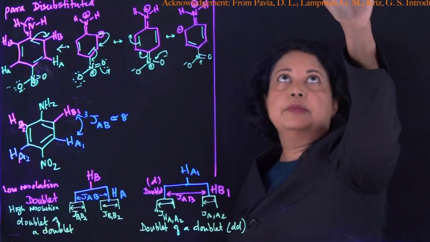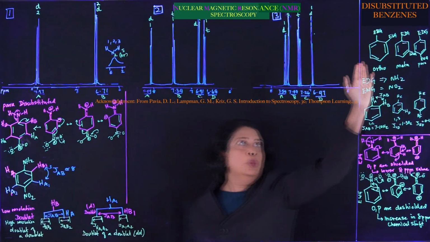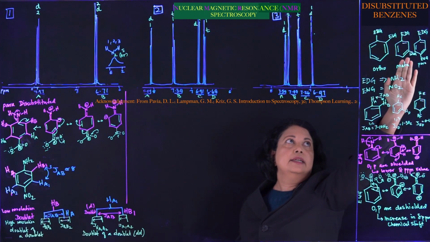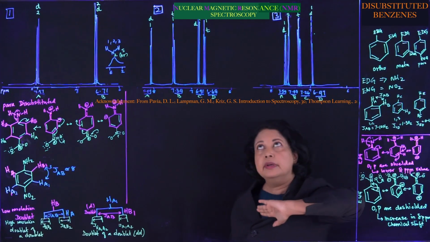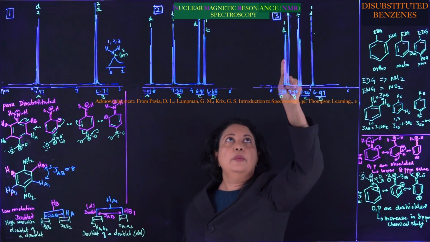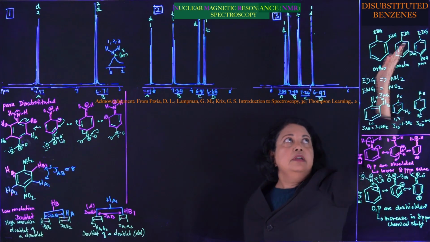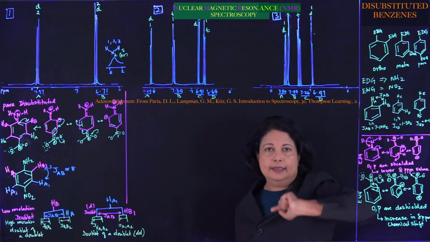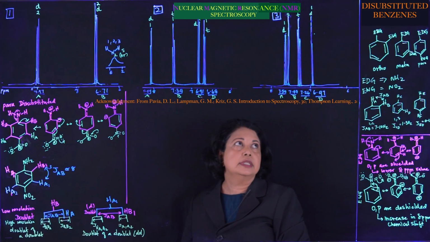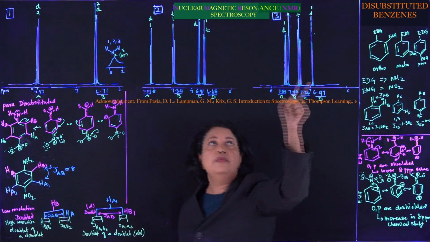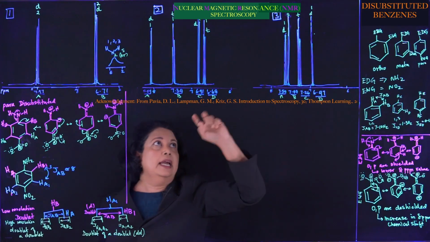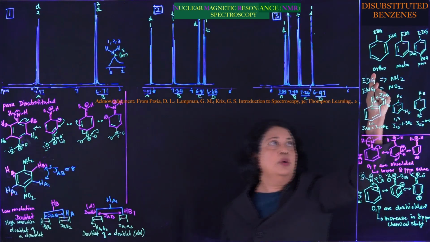So let's look at spectra number 2 and see which one of these it is going to be, meta or ortho. Both of them have 4 peaks. Since there is no symmetry here, each of these protons will have its own individual peak. Therefore, you would get 4 protons and 4 different peaks. And we have 4 different peaks here. So just counting the peaks, you cannot say whether it's ortho or meta.